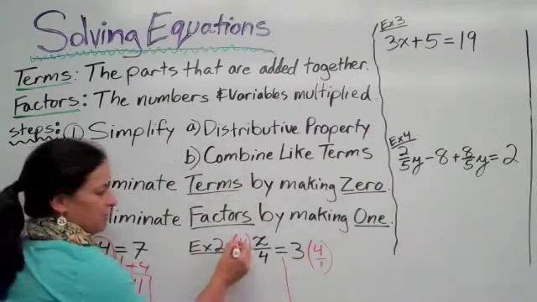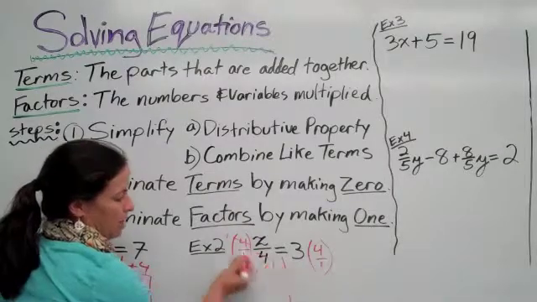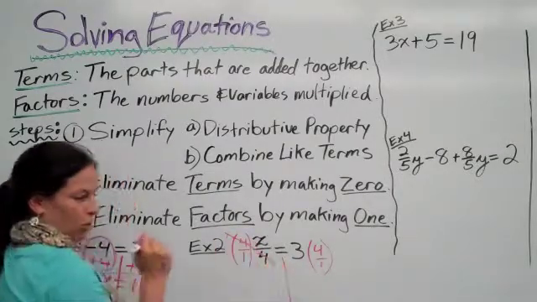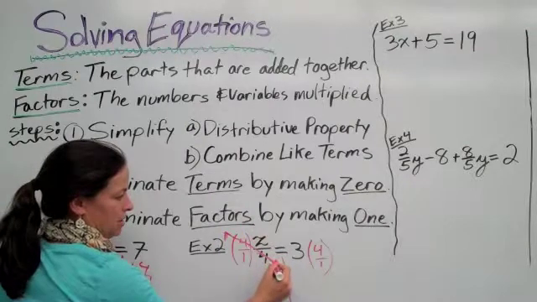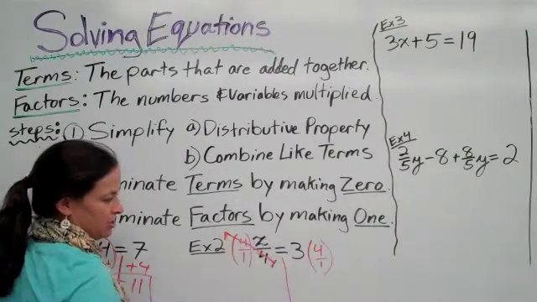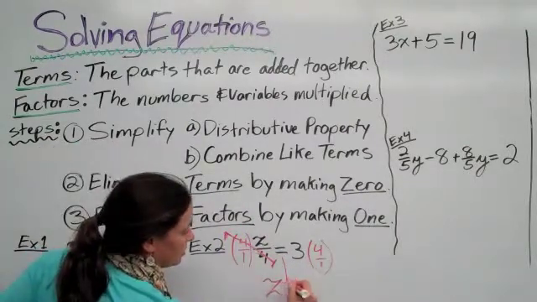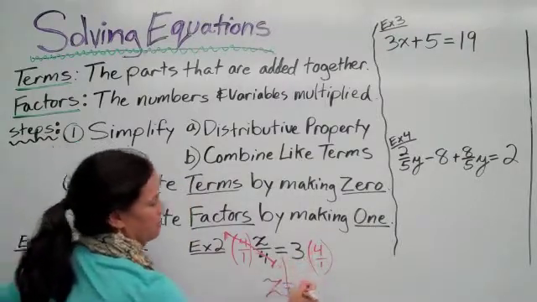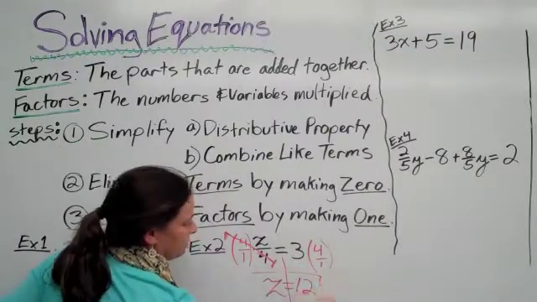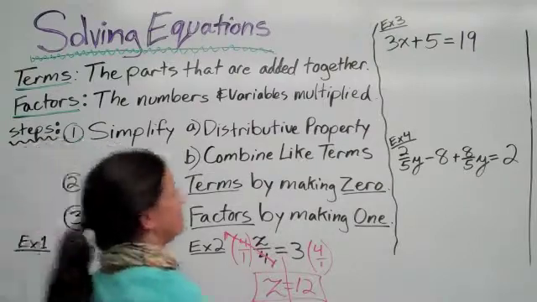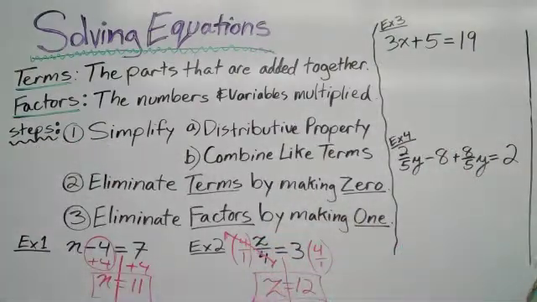What I see is those 4's actually simplify out and make a giant 1, if you want to think of it that way. And so what I am left with is just a z. And over here I have 3 times 4, which is 12. Great.